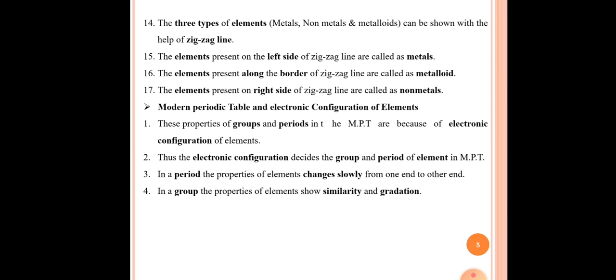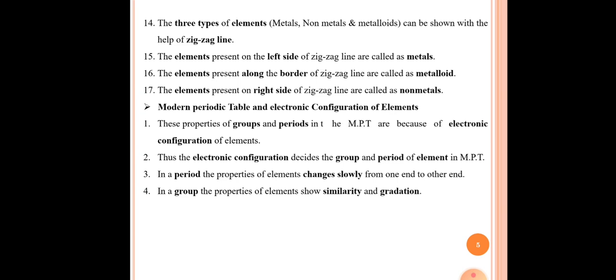So the 15th point here is, the elements present on the left side of the zigzag line are called metals. Okay, actually see, in the P block elements, there is a zigzag line present, and the elements on the left side of the zigzag line are called metals. The 16th point here is, the elements present along the border of the zigzag line are called metalloids. Okay, in the modern periodic table, the elements at the border of the zigzag line are called metalloids.